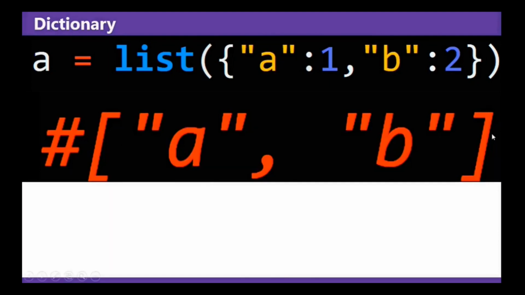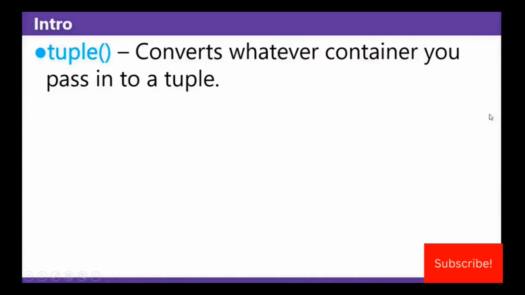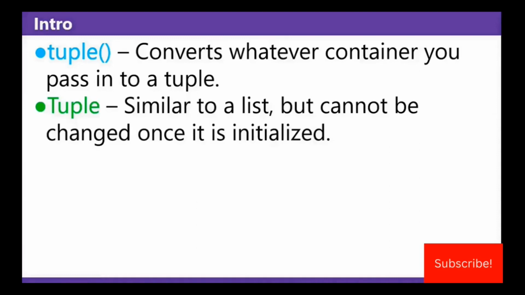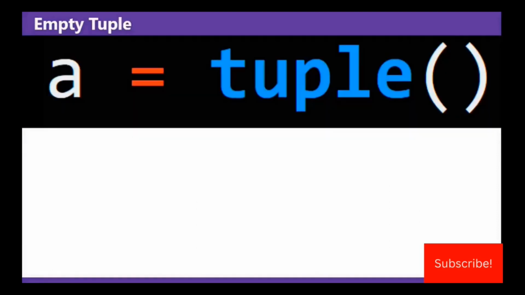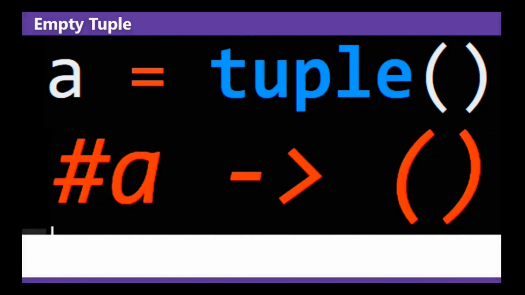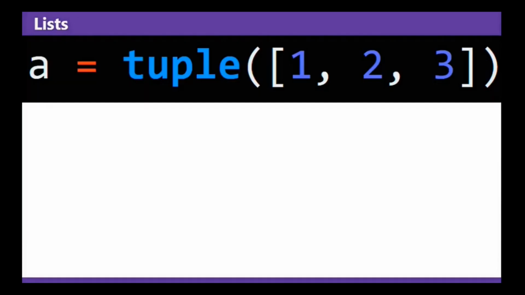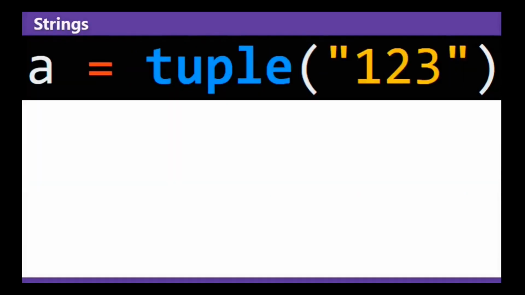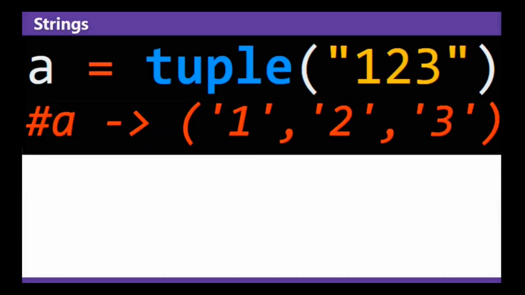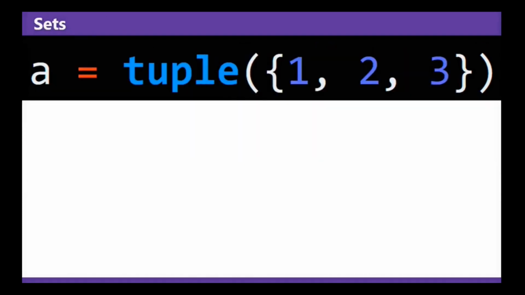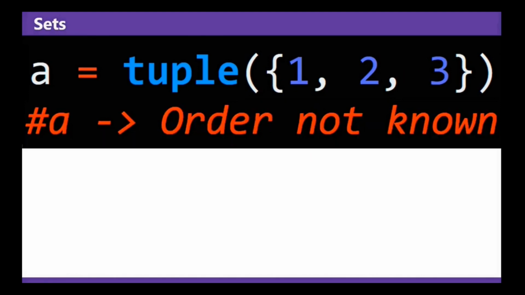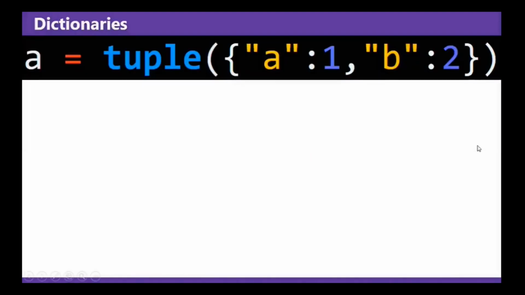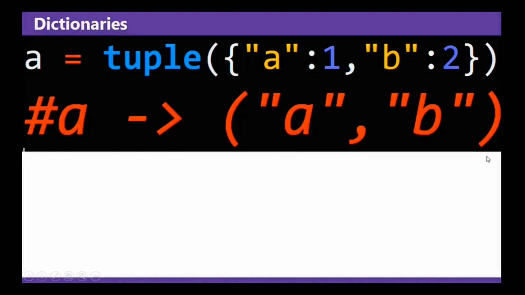The tuple constructor function in Python converts whatever container you pass into a tuple. A tuple is similar to a list, but cannot be changed once it's initialized. If you pass in nothing to the tuple function, it simply returns the empty tuple. If you pass in a list, nothing special happens, it just gets converted straight to a tuple. If you pass in a string, the tuple contains every single character in the string in order. If you pass in a set, you can't guarantee the order the tuple will be in once it's returned, so if you want it sorted, for instance, use the sorted function. Last, if you pass in a dictionary, you'll get a tuple of the keys in the order the dictionary is in.